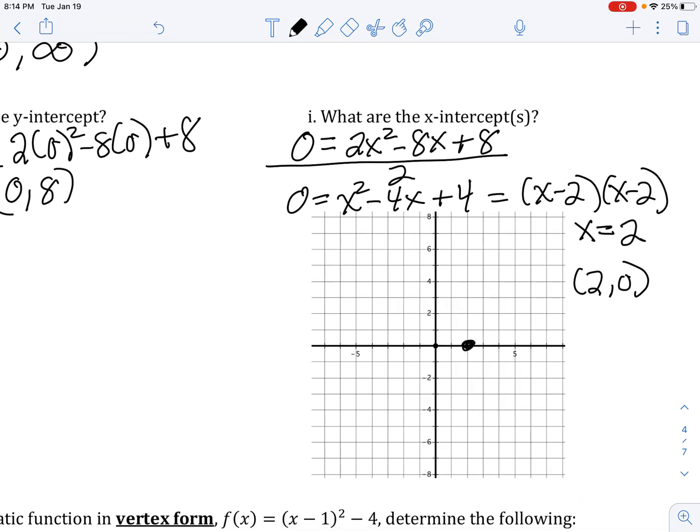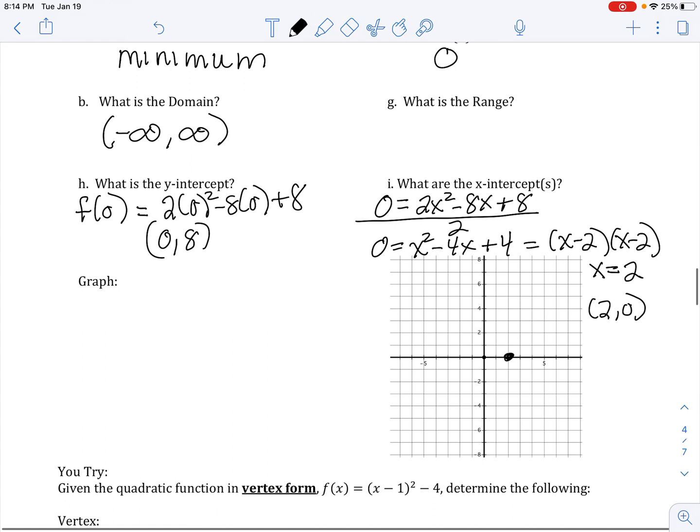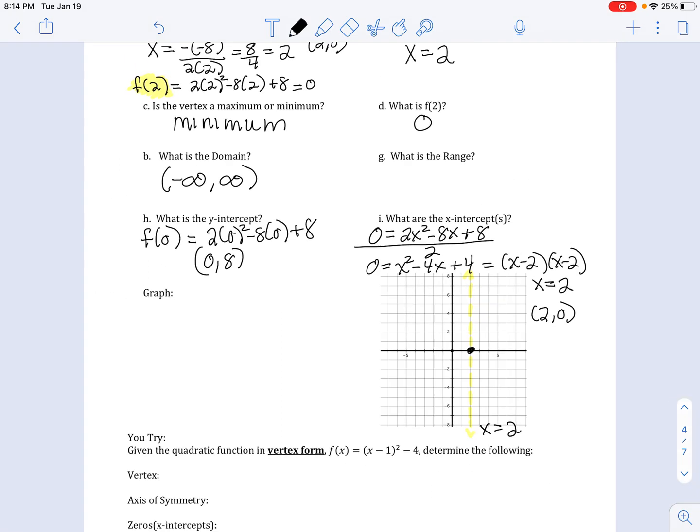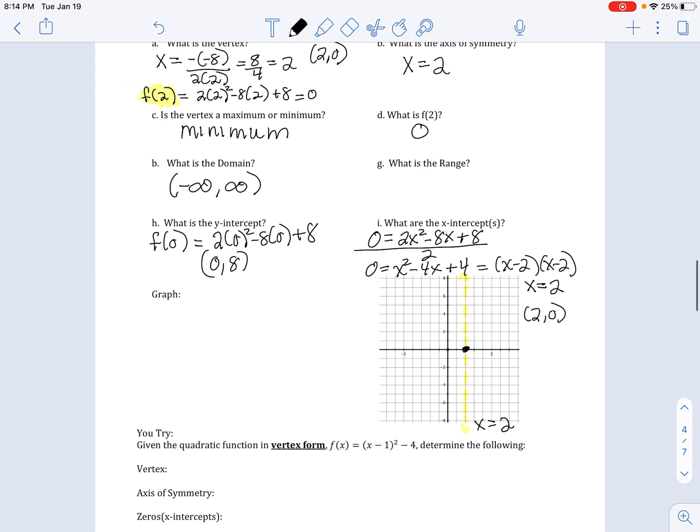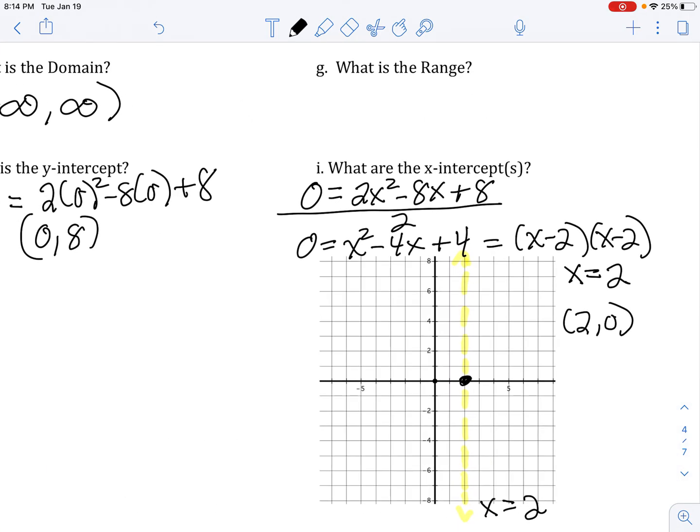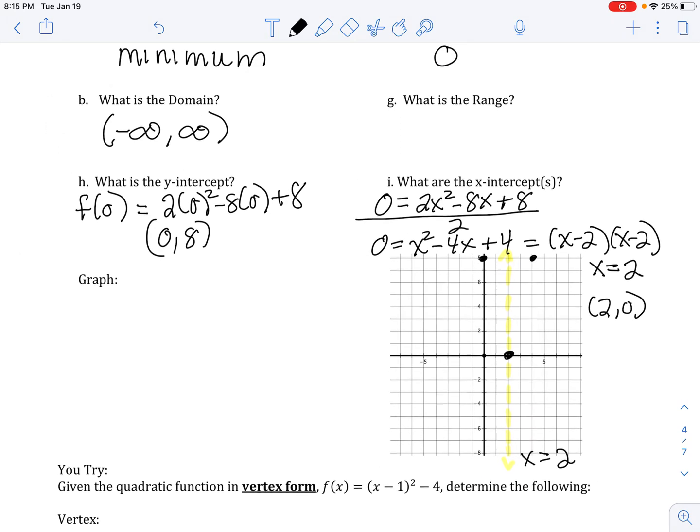Because the vertex, now we have an example of a quadratic where the vertex is also the x-intercept at the same time, okay? Our axis of symmetry, x equals 2. Let's go ahead and get that line graphed. That's the line x equals 2. Y-intercept, we said, was 0, 8. Okay, so that's way up there. 1, 2, 1, 2. Okay.